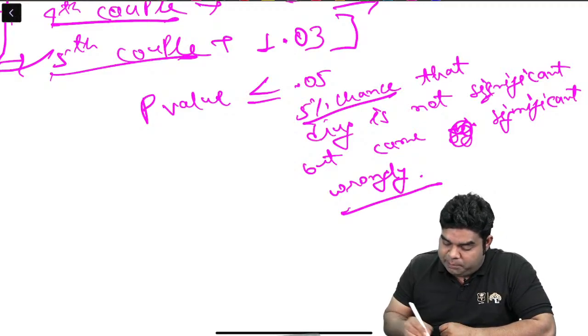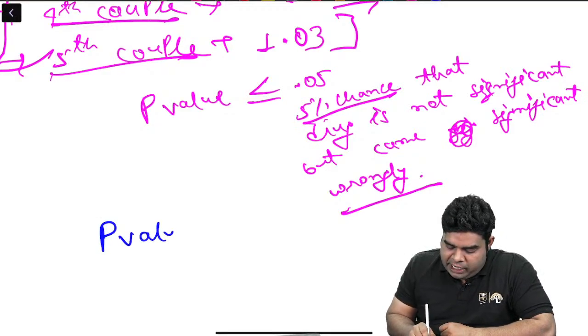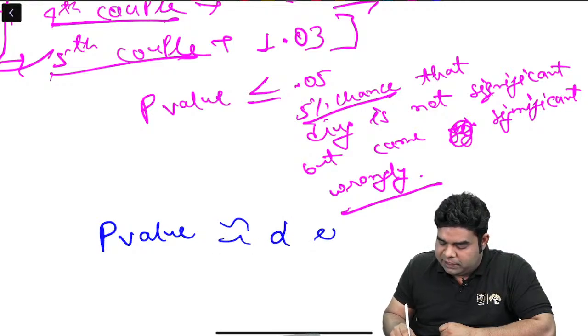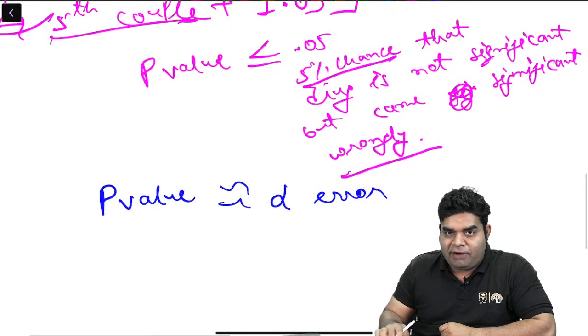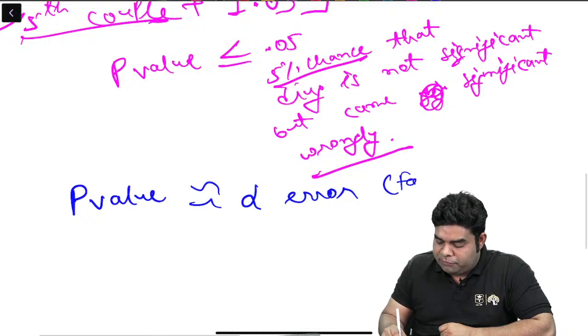The second way of understanding p-value is that p-value and alpha error have the same meaning. What is alpha error? Alpha error means false positive.